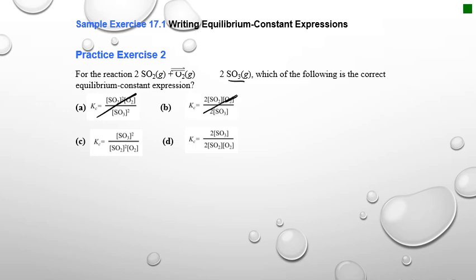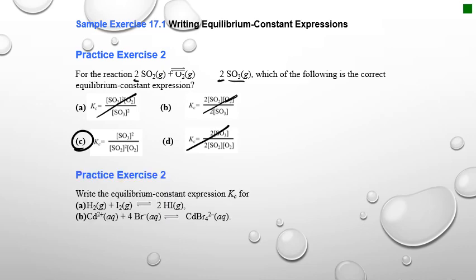So both the coefficient for the SO2 and the SO3 are 2, but remember, we're raising those to the powers of those coefficients, not multiplying them by those coefficients, so we can eliminate D as an answer choice as well, and that leaves us with C.